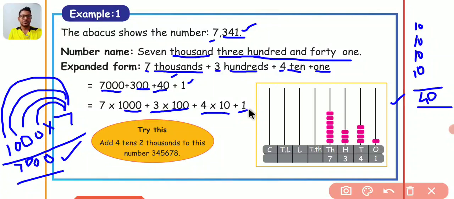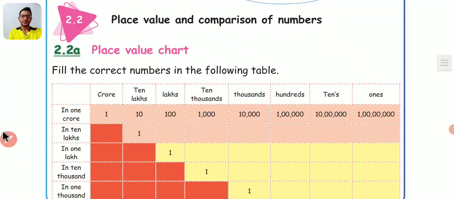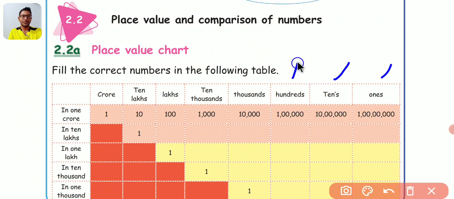So now you see, I'm going to explain this one. In this abacus, they are showing 7341. Okay. So you all know the place value. What are all the places? So I forgot to tell you. Okay, these are all the places. Okay, first one ones, second one tens, third one hundreds, thousands, ten thousands, lakh, 10 lakh, crore. These are all the places. Okay.